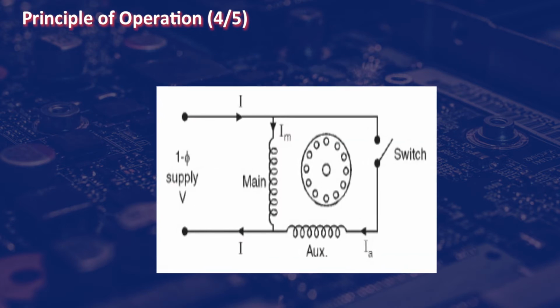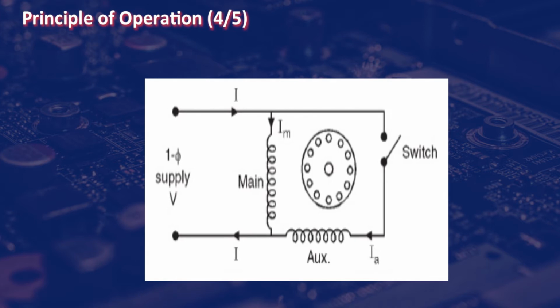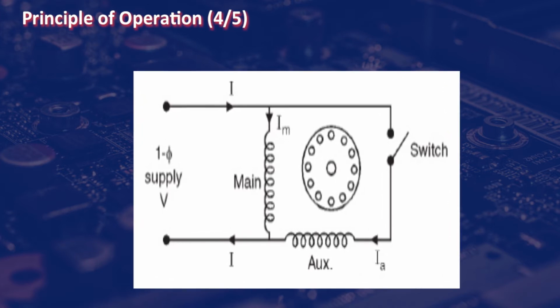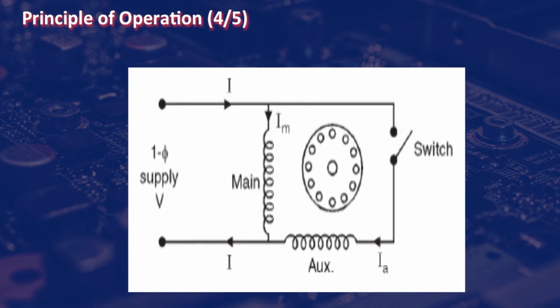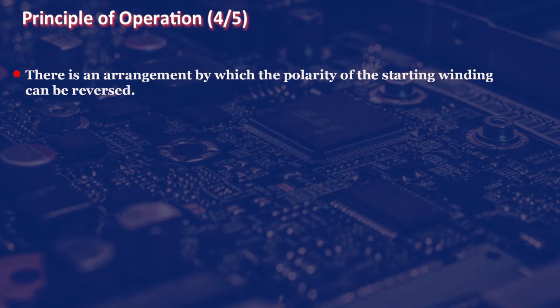Now, just see from the figure, there is a centrifugal switch which is connected in series with the auxiliary winding. What is the function of this switch? This switch is to cut off the starting winding when the rotor has accelerated to 75% of the rated speed. This is an arrangement by which the polarity of the starting winding can be reversed. How will we reverse? We just change the direction of the rotor, or we change the polarity of the starting winding.